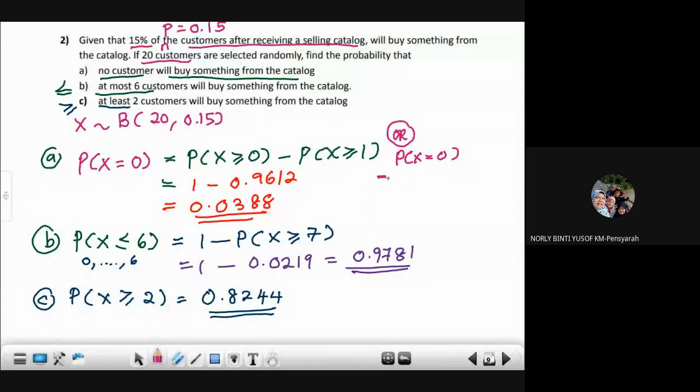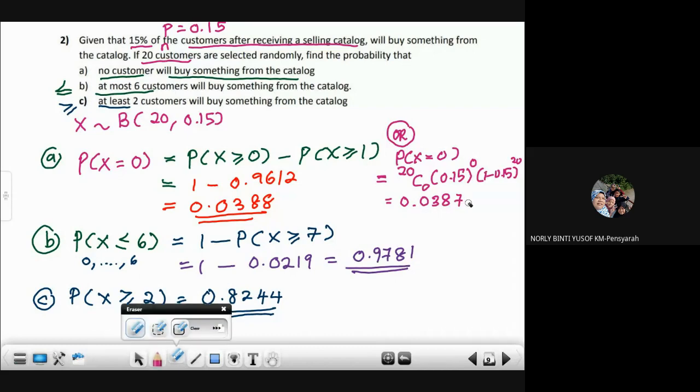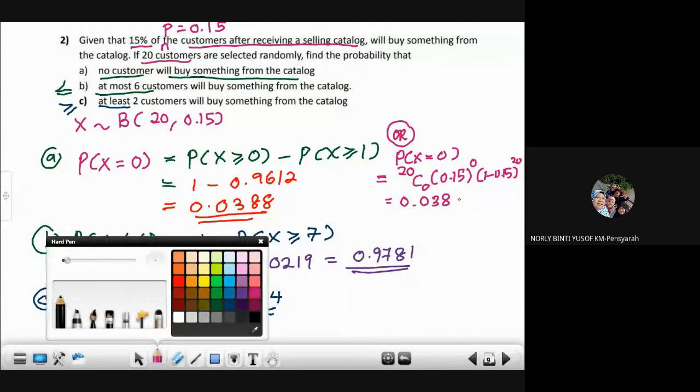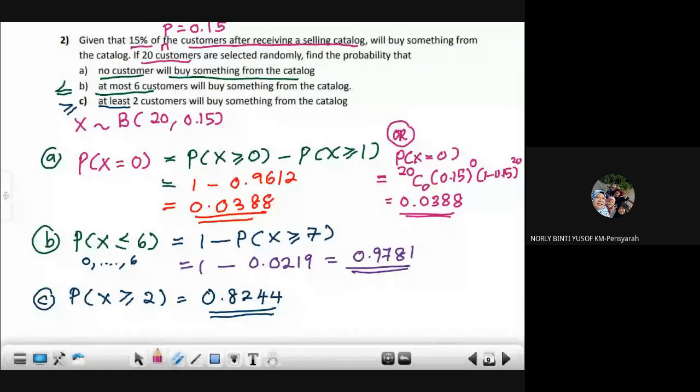Ni tadi kalau nak pakai formula, then you pakailah macam ni. This is what for those yang nak buat exactly kan. 20 C0 0.15 kuasa 0, 1 tolak 0.15. Kalau you nak tolak siap-siap pun boleh. 20. Nanti jawapan dia akan dapat sama ataupun mungkin dia akan kurang. Contohlah 0.387 masih diterima. Kadang-kadang dapat sama, kadang-kadang plus minus 0.001. It depends pada soalan dia.